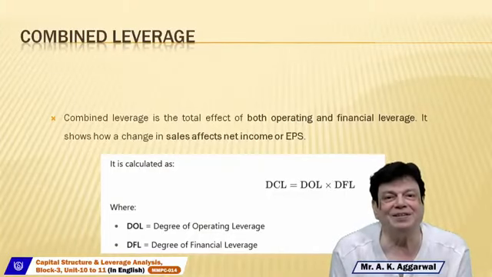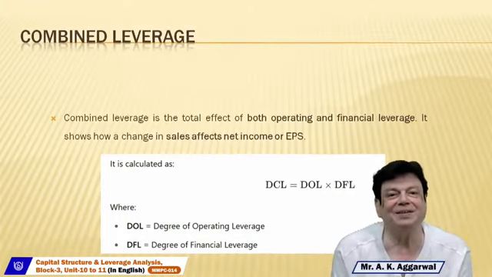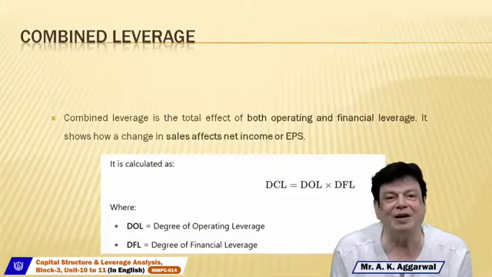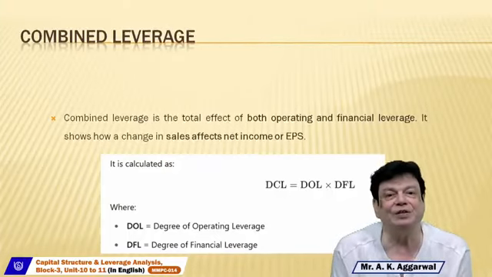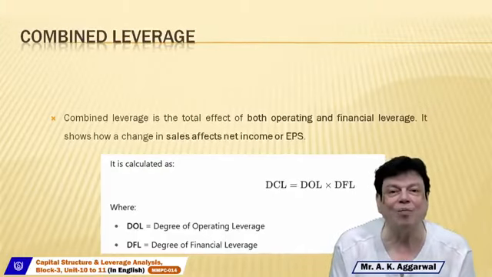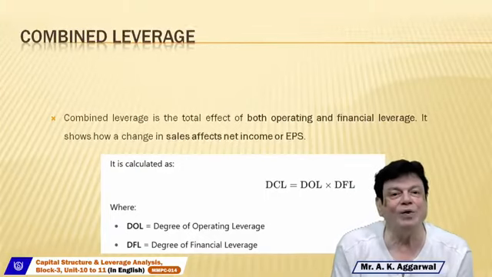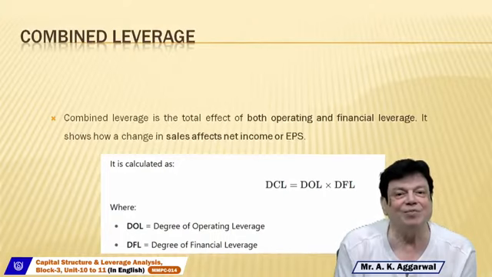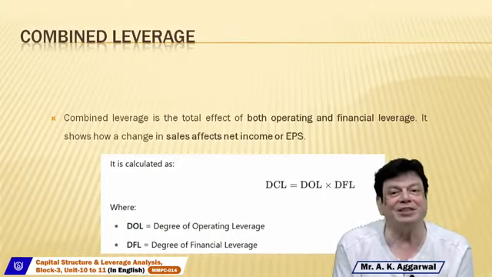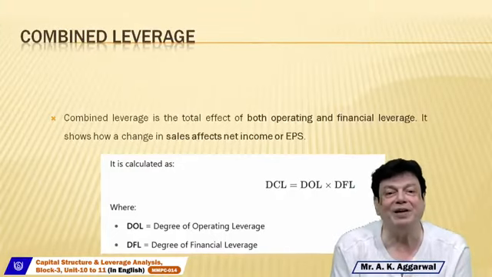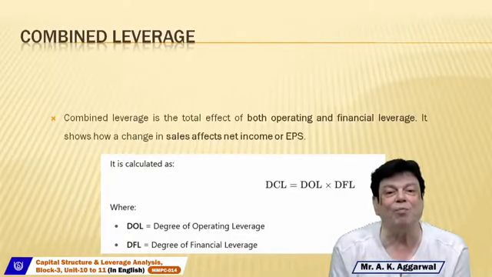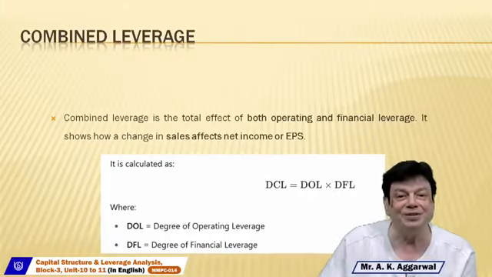Combined leverage. Combined leverage is the total effect of both operating and financial leverage. It shows how a change in sales affects net income or earnings per share. It is calculated as DCL is equal to DOL multiplied by DFL, where DOL is degree of operating leverage, DFL is degree of financial leverage.